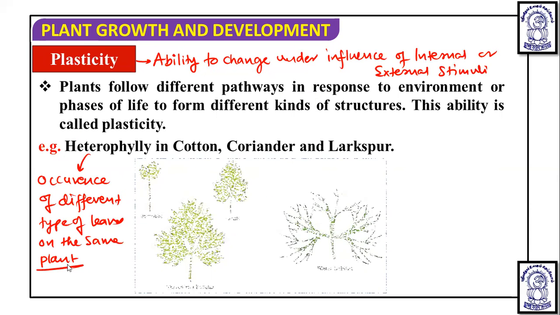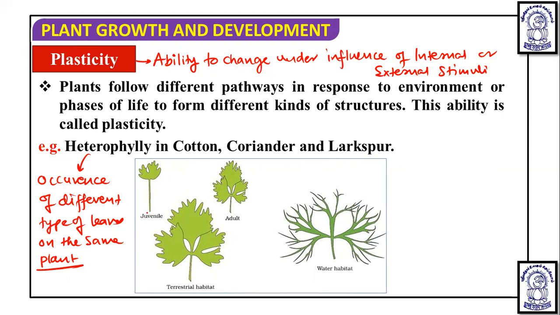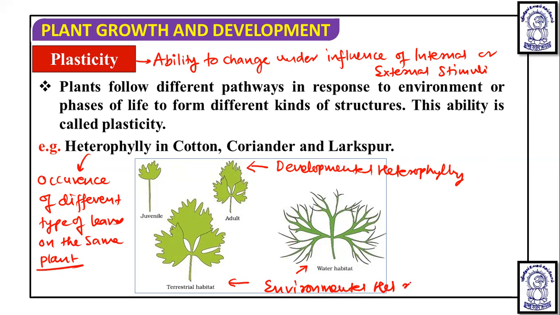And here you can see this is one example where it is given that in the juvenile phase they have small leaves, but large, big leaves are seen in the adult phase. So this is the example of developmental heterophyly. But as you can see here, in a terrestrial habitat and a water habitat there are different types of leaves. So this is an example of environmental heterophyly, because the environment is differing, and the shape of the leaves is also different.